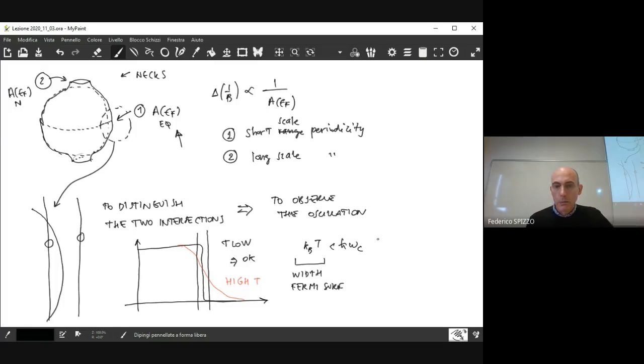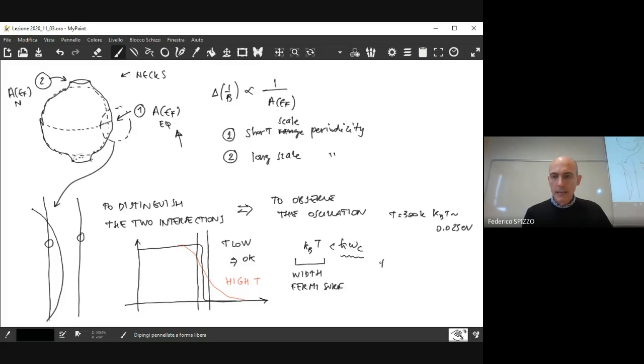In this case, we know that h bar omega c, as I told you before, is of the order of 10 to the minus 4 eV. So the conclusion is I may observe this effect only if I go to low temperature, because when T is 300 K, kBT is of the order of 0.025 eV. So we have a value that is of the order of 10 to the minus 2. So we need to decrease the temperature by at least 2 orders of magnitude to observe this effect.